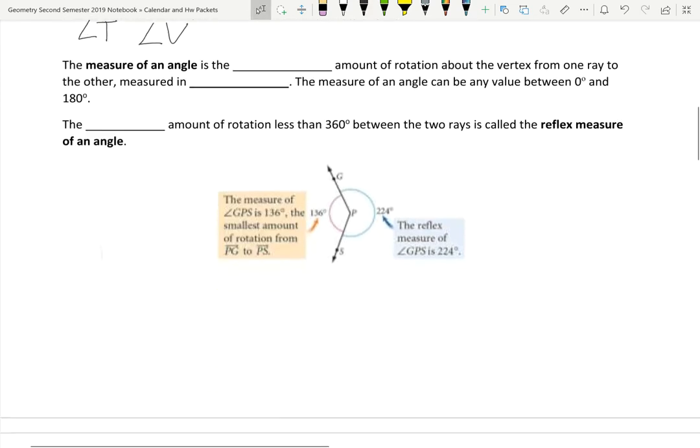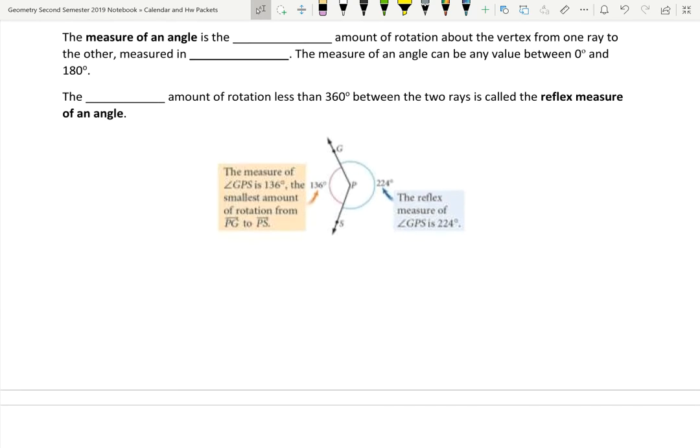Okay. So when I say the measure of an angle, the measure of the angle is 45 degrees. What does that mean? Well, the measure of the angle is the smallest amount of rotation about the vertex from one ray to the other, measured in degrees. And so it's going to be between 0 and 180 degrees. So for example, if I have this angle right here, what's the measure of this angle? It's going to be the shortest distance between those two rays. Let's say it's like 50 degrees in this case.